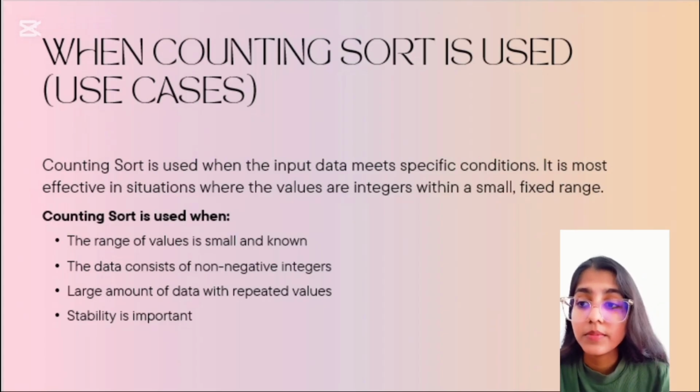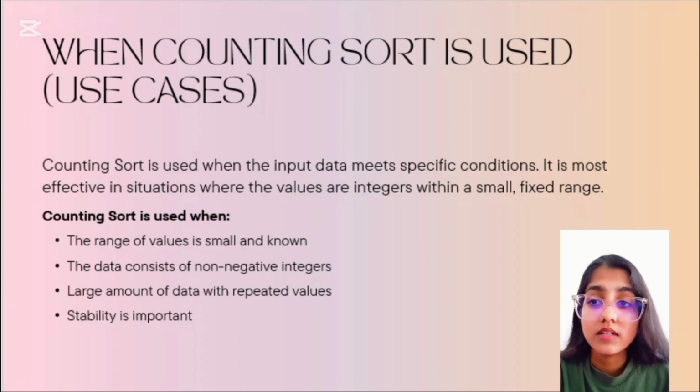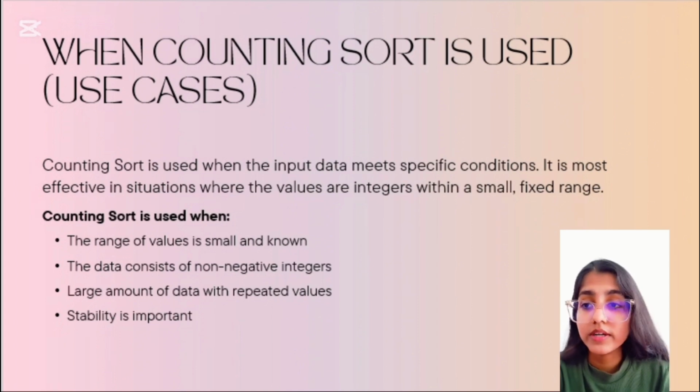Then the next example is when the data consists of non-negative integers. Counting sort works directly with numbers, not comparisons. For example, ages of people, they lie between 0 and 120, number of items sold per day, and the product quantities in a store. Then large amounts of data with repeated values. If many elements repeat, counting sort performs extremely well. For example, votes for candidates, survey results, inventory item counts.